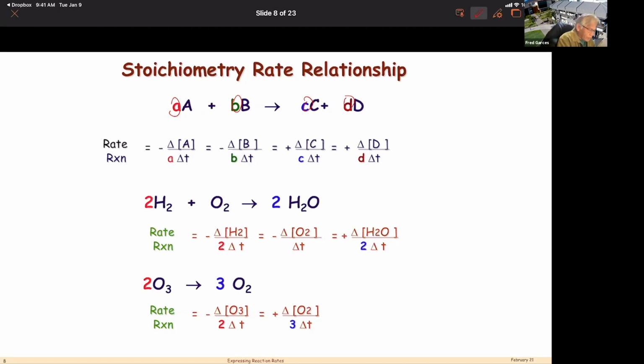So the concentration of A divided by the coefficient A over time is equal to the concentration of B divided by the coefficient B over time is equal to the concentration of C divided by the coefficient C over time is equal to the concentration of D divided by the coefficient of D over time. You just use the coefficient so that everything is equal to one number, the same number right here. Okay, just like what we did with the oyster.